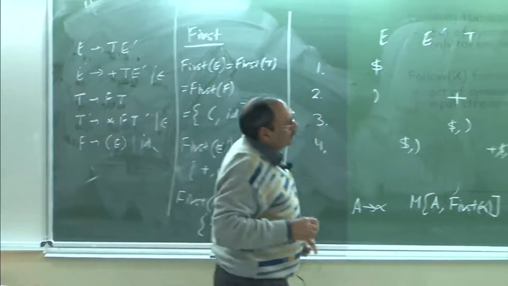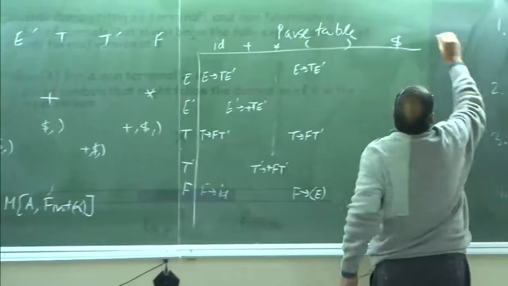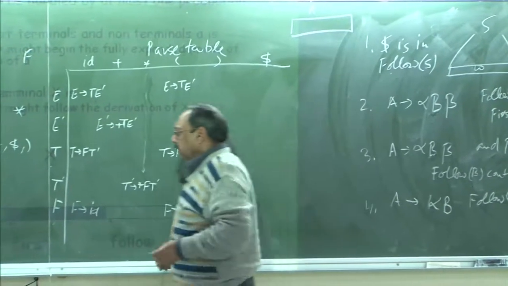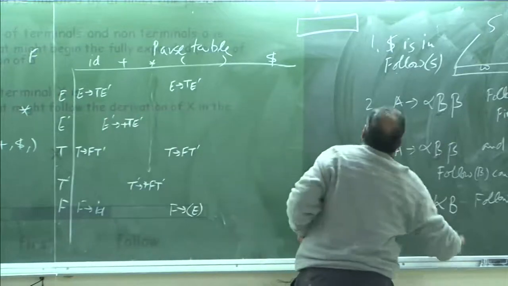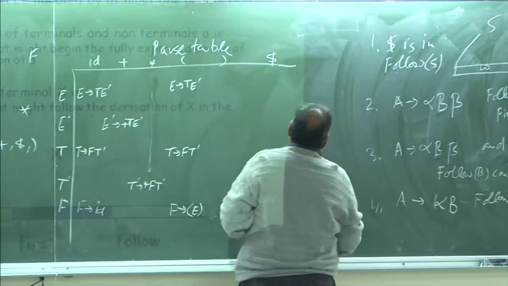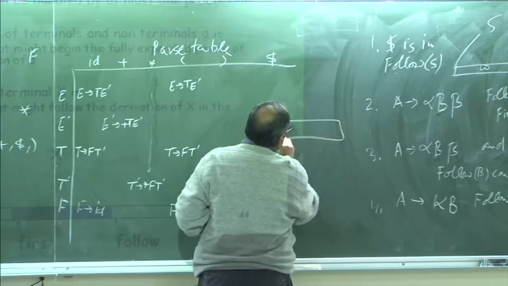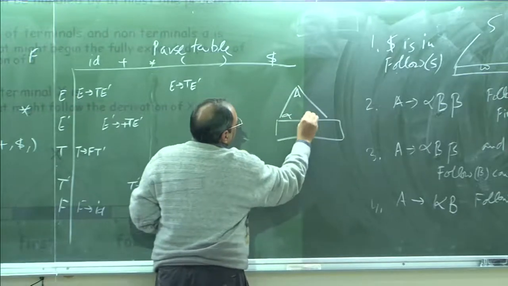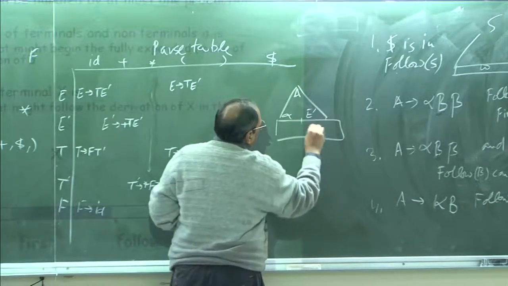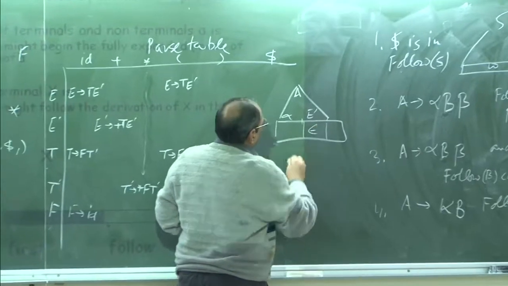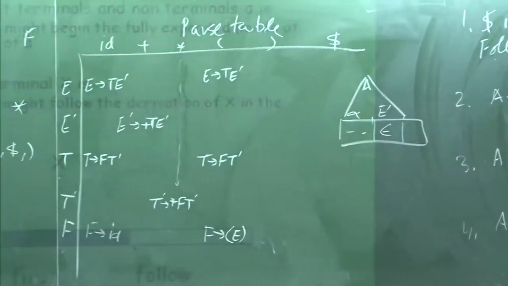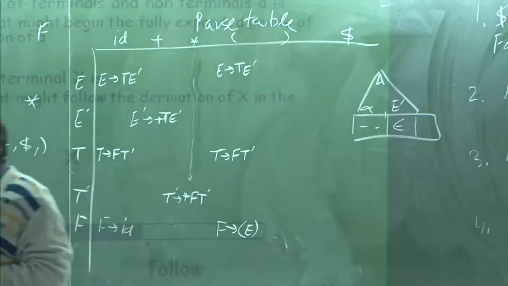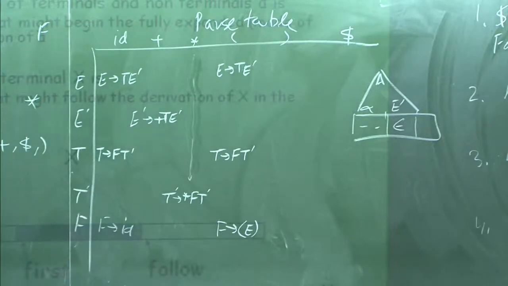So look at a situation like this, again from the derivation point of view. Somewhere I have A goes to, let's say, some alpha and let's say E prime, and then E prime goes to epsilon. Let me slightly redraw this figure in a little more space. What are the situations under which I will use this production which says that E prime goes to epsilon? When no other production is working.